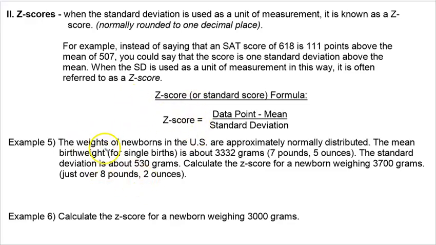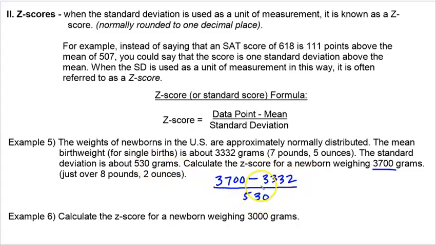Okay, let's just do an example. The weights of newborns in the U.S. are approximately normally distributed. The mean is about 3,332. The standard deviation is 530. Calculate the z-score for a newborn weighing 3,700 grams. Okay, so in our formula, the data point is going to be this 3,700. The mean we were given is 3,332. And then we just divide by the standard deviation of 530.